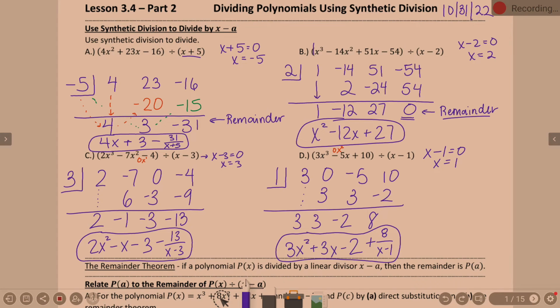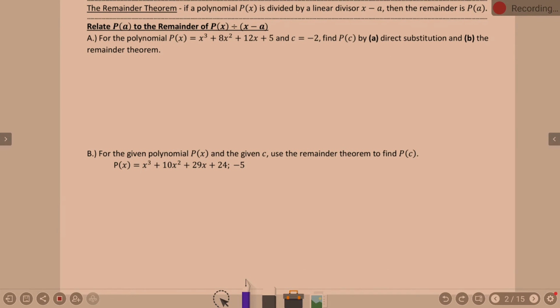Okay. Synthetic division. Now, we're going to talk about a couple quick ways we can use this. So one thing we're going to talk about is the remainder theorem. Officially, if a polynomial, p of x, is divided by a linear divisor, x minus a, which is what we just did, then the remainder is p of a. So whatever value is right there, if you were to just plug it into the polynomial, you're going to find that remainder.